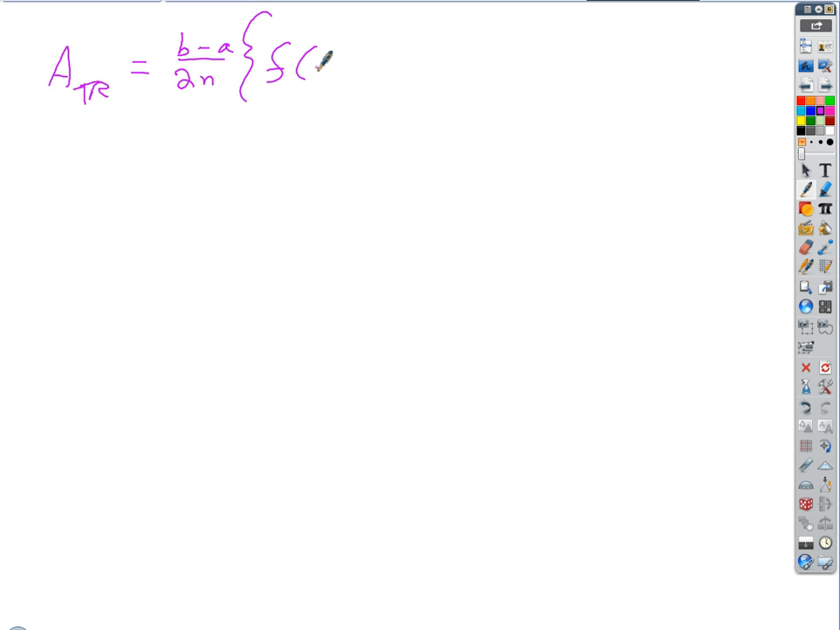f of a plus f of b plus 2 times the interior sum. Remember this? Because remember we double counted all the interior endpoints. 2 times the interior sum of f of a plus i delta x as i goes from 1 to n. Jonathan remembers. It's the interior sum, right? This is really x sub 0, right? And this is x sub n.